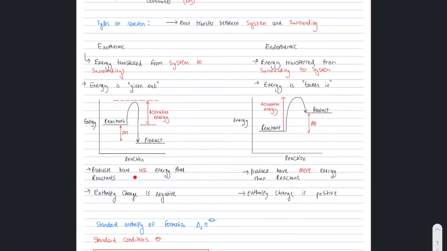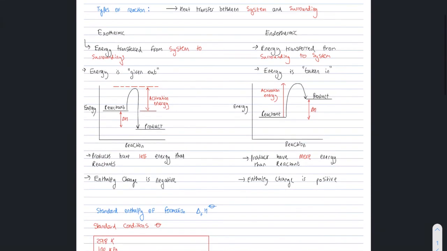In an exothermic reaction, products have less energy. In an endothermic, products have more energy. Enthalpy change is negative in the exothermic, whilst in the endothermic, it's positive. So basically, if you just memorize exothermic, endothermic is basically the complete opposite.